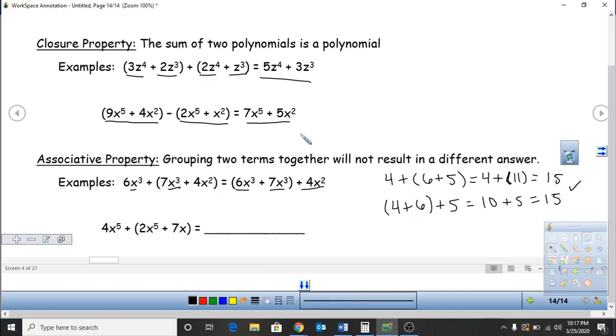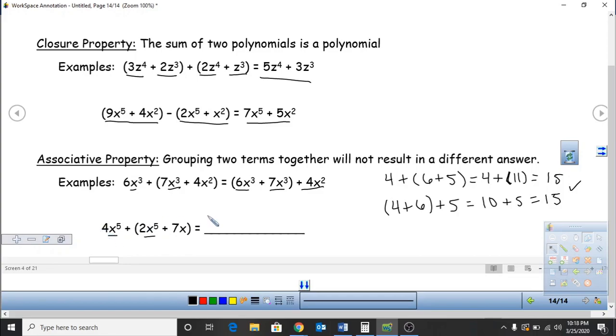So notice how the associative property allows me to combine these 2 terms together. And you're actually going to use this whenever we discuss adding and subtracting, because it's important to combine like terms. It's important to group stuff together that's similar, right? And it won't actually affect our answer. So let's apply the associative property here. So I have 4x to the power of 5 plus 2x to the power of 5 plus 7x. If I notice, these both have x's to the power of 5.